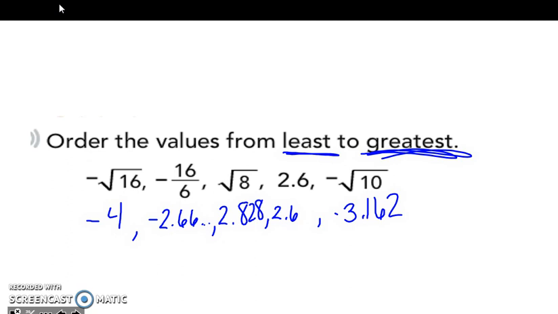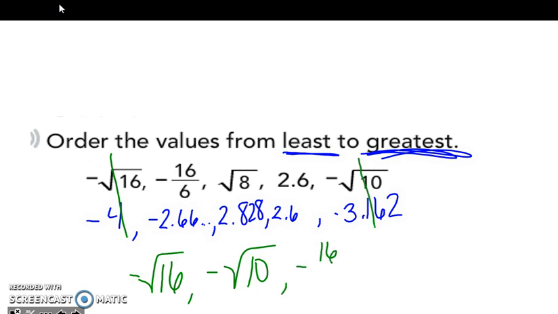We want least to greatest. So all of my negatives are going to go first before my positive numbers. So I want the numbers that are furthest from 0 on the number line, or the opposite of positive whole numbers. So I know that negative 4, negative 2, and negative 3. Negative 4 is going to be, if it was positive, 4 would be bigger than both of those. So that means since they're negative, it's going to be the smallest one. So negative square root of 16. Then I know that negative 3.1 is further away than negative 2.6. So negative square root of 10. That leaves one other negative, so negative 16 over 6.